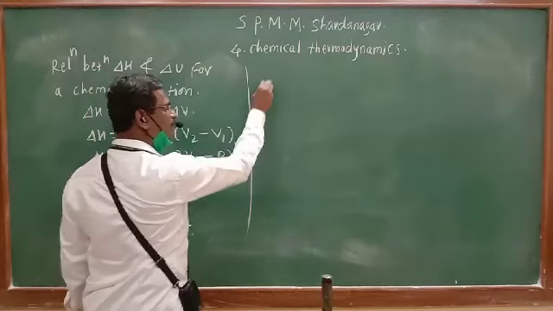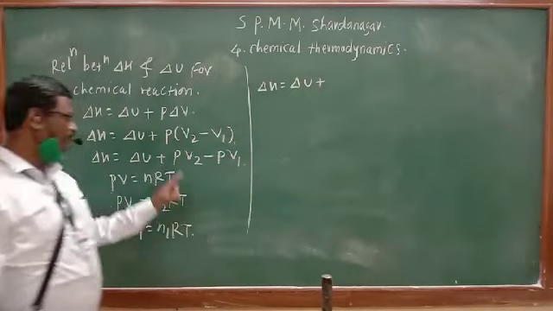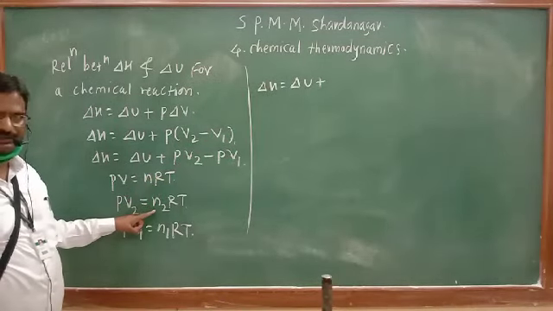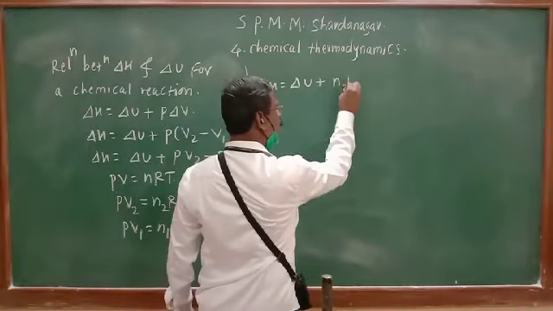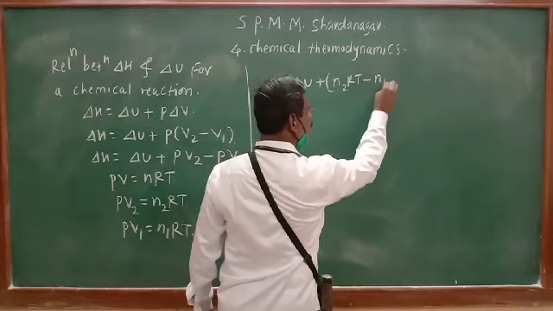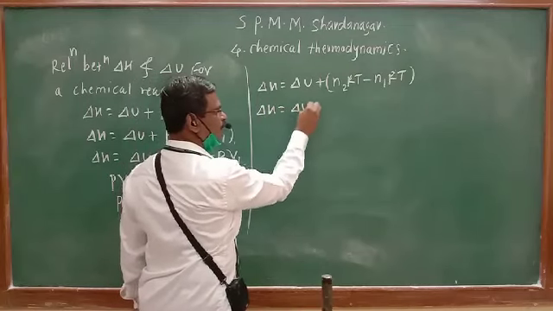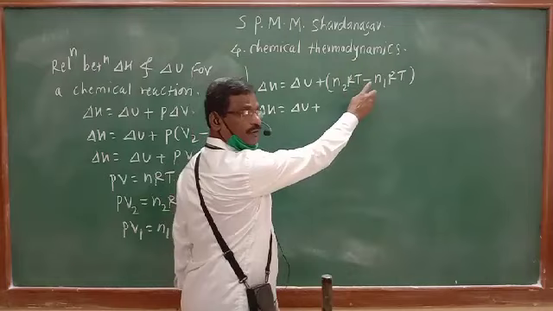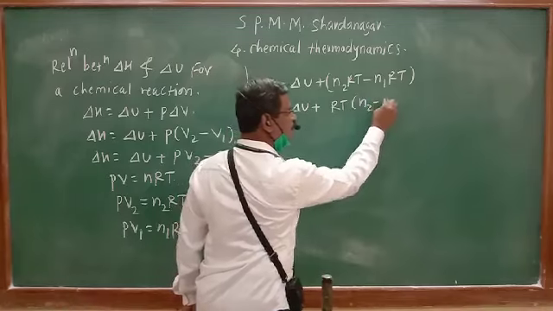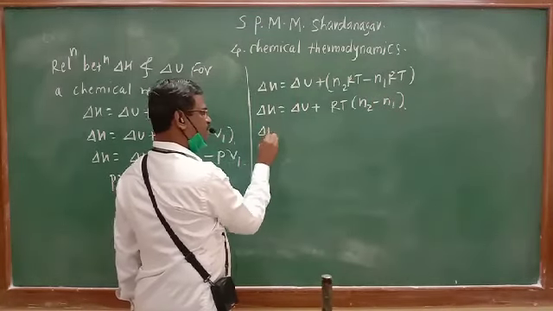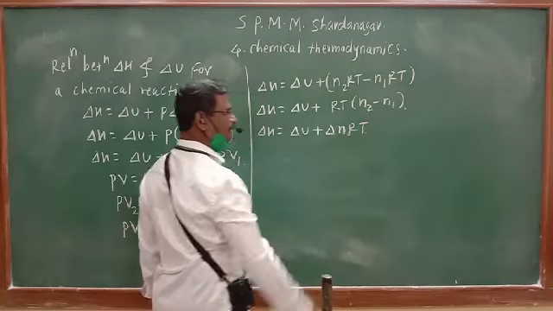So what we can write? Now here delta H will be equal to delta U plus PV2 replaced by n2RT and PV1 replaced by n1RT. So n2RT minus n1RT. Therefore, delta H will be equal to delta U plus, here what is common? RT is common, into bracket n2 minus n1, or simply delta H is equal to delta U plus delta nRT.